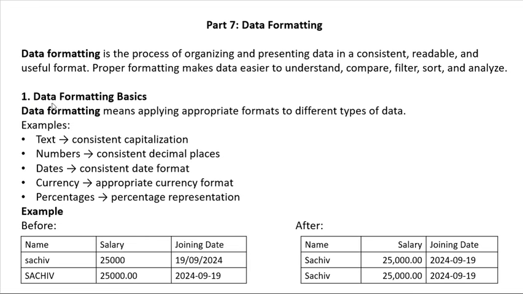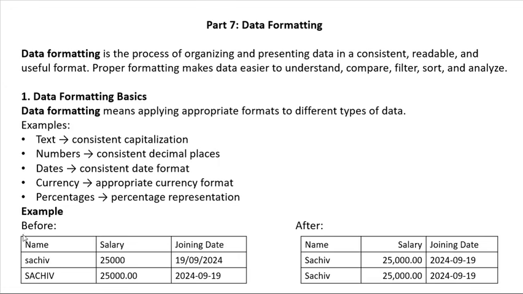First, data formatting basics. Data formatting means applying the appropriate format to different types of data. For example, text has consistent capitalization, numbers have consistent decimal places, dates have a consistent date format, currency has the appropriate currency format, and percentages have a percentage representation.